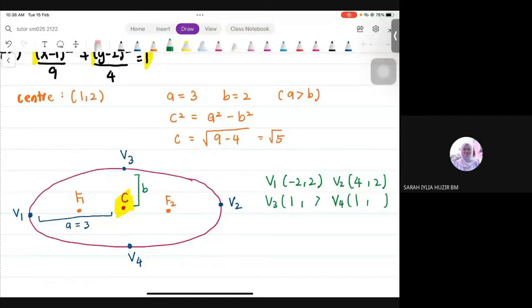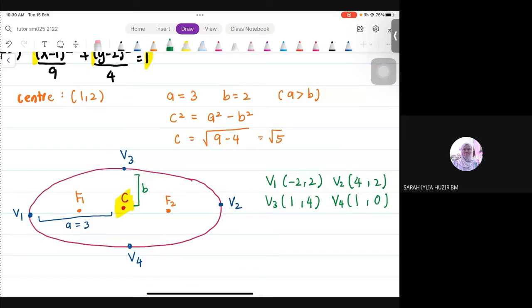Alright, so center is 2 plus B. 2 plus 2, kita akan dapat 4. 1, 4. That's for V3. And then for V4, kena tolak sebab dia bergerak ke bawah. Move downwards. So, 2 minus 2, we get 0.